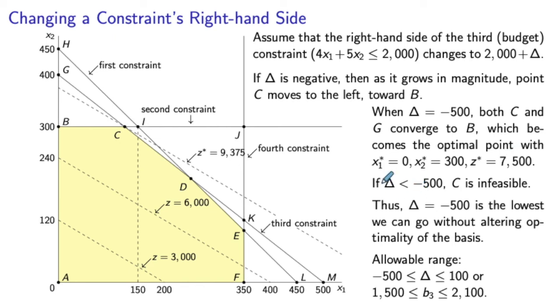And if delta is less than negative 500, then C becomes infeasible, and we concluded that delta equal to negative 500 is the lowest we can go without altering optimality of the previously optimal basis. So we obtain the allowable range to be between negative 500 and 100 for delta, or between 1500 and 2100 for the right hand side of our constraint.